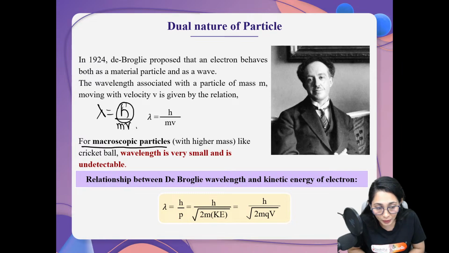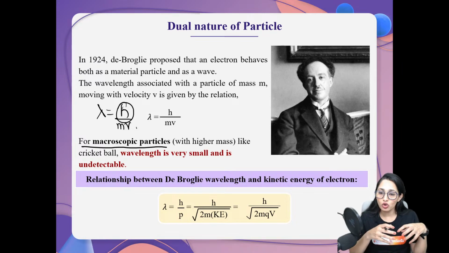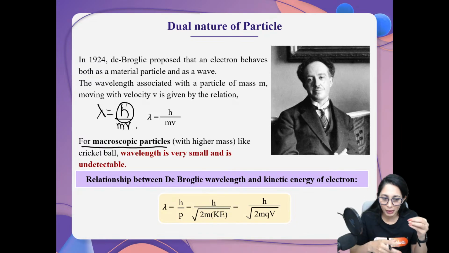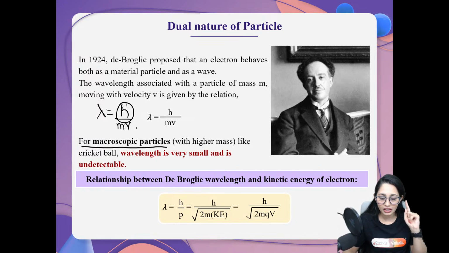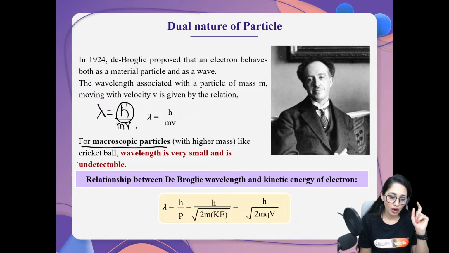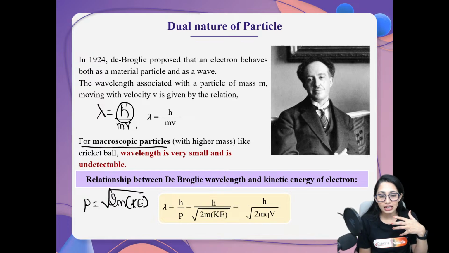This applies for macroscopic particles with higher mass. Microscopic means very, very small particles. Macroscopic means considerably bigger in size, like a cricket ball, whose wavelength is very small and undetectable. Now, the relationship between de Broglie wavelength and kinetic energy of an electron: lambda is equal to h by p, where p is equal to root of 2m into KE. KE is kinetic energy, m is the mass.